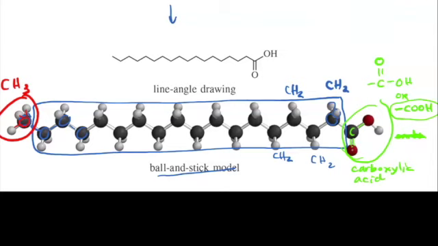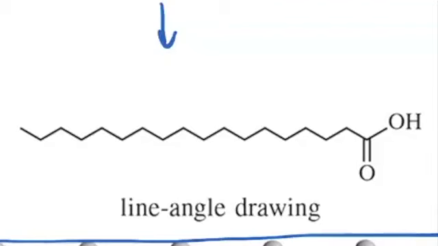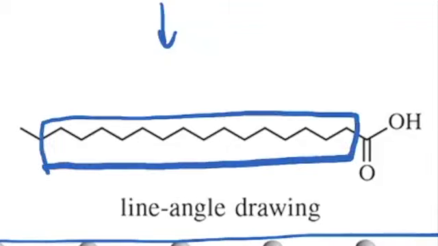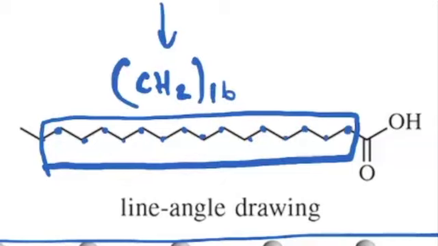So how this looks on the line angle drawing, though, is a lot quicker to draw. This zigzag line, these are a bunch of CH2 groups. How many of them are here? 1, 2, 3, 4, 5, 6, 7, 8, 9, 10, 11, 12, 13, 14, 15, 16. So there's 16 of those CH2 groups.